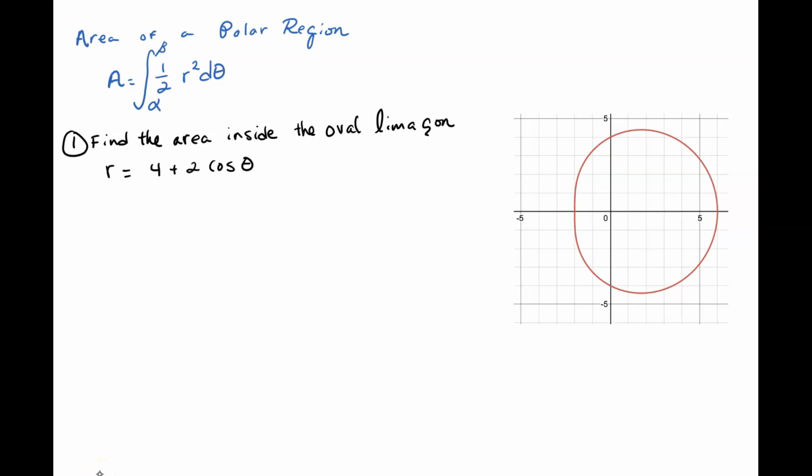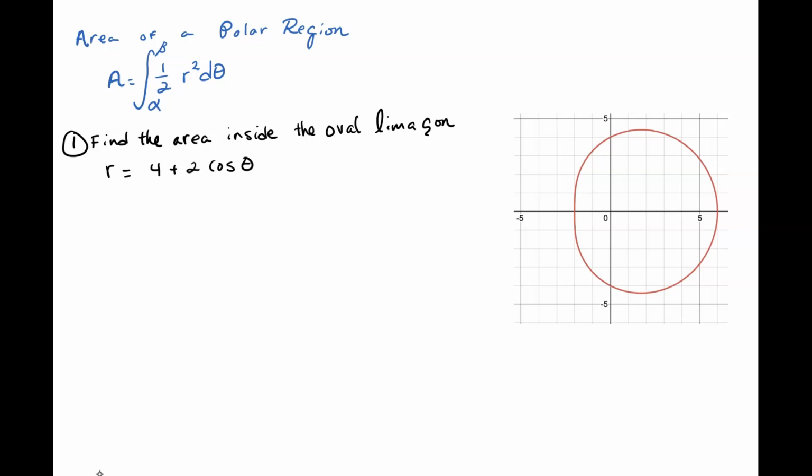So we're going to be using these polar coordinates to graph, but then we're going to find the area of the polar region that's generated. And there's a formula that we're going to use, and that is that the area equals the integral from alpha to beta of 1/2 of r squared d theta.